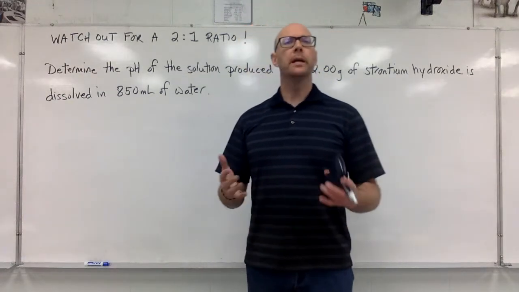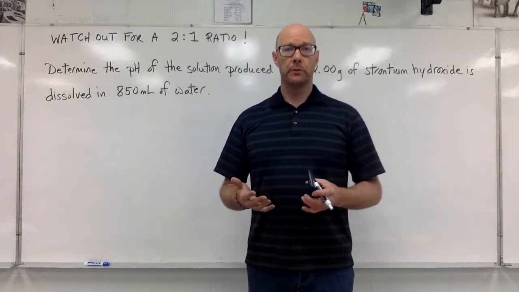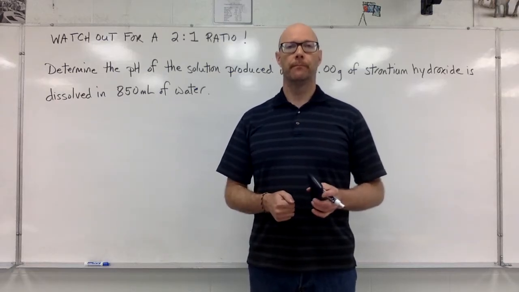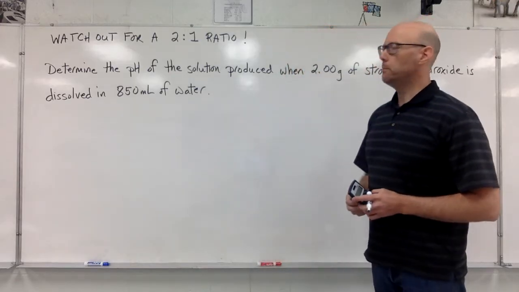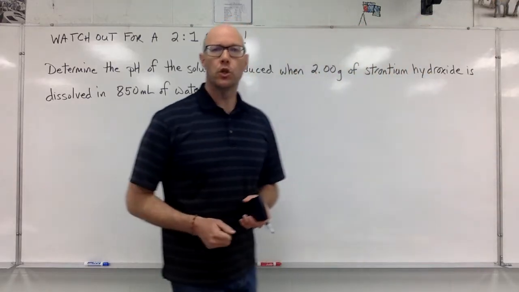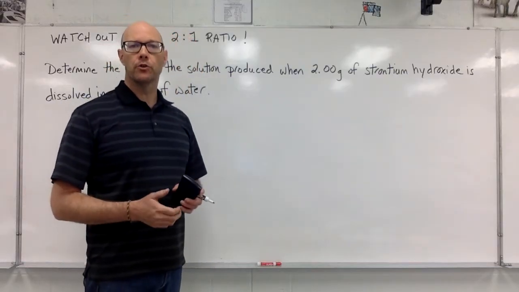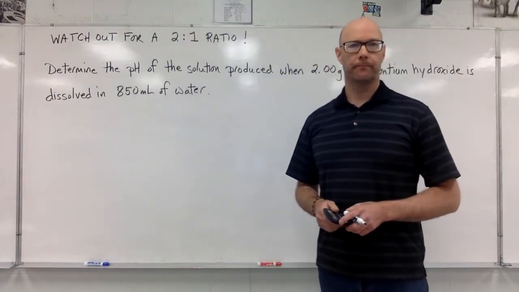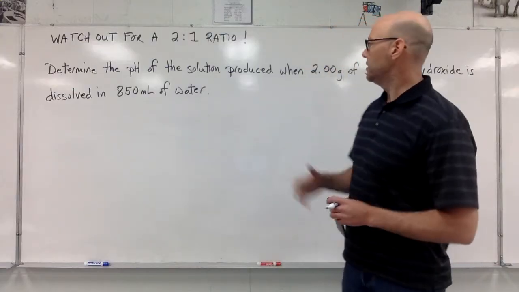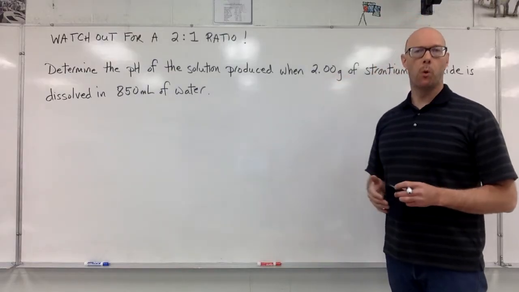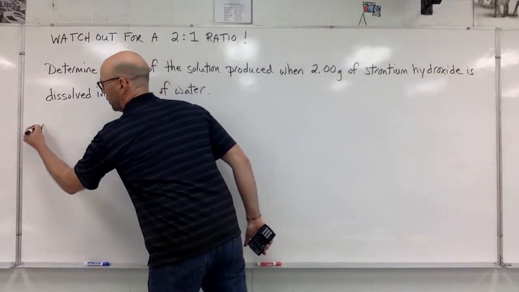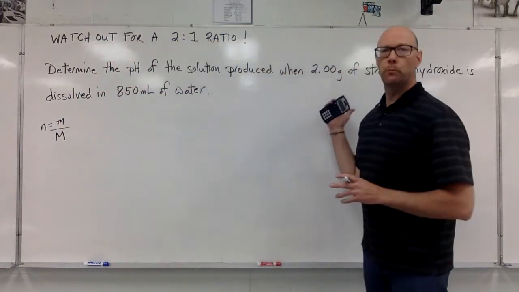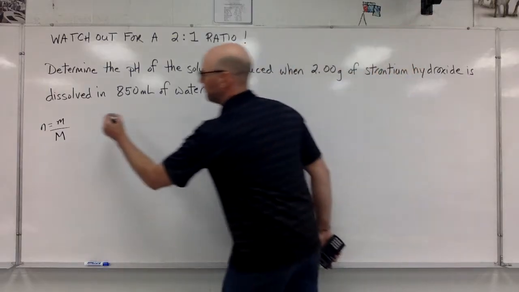Hi everyone. A big problem now that involves multiple steps and the introduction of what we call a 2-to-1 ratio. Here's the question. Determine the pH of the solution produced when 2.00 grams of strontium hydroxide is dissolved in 850 milliliters of water. Our first step is to take the mass and convert it into moles. The moles is the mass over the molar mass. Here we have 2.00 grams, that's our mass.